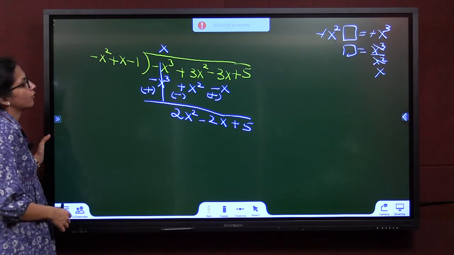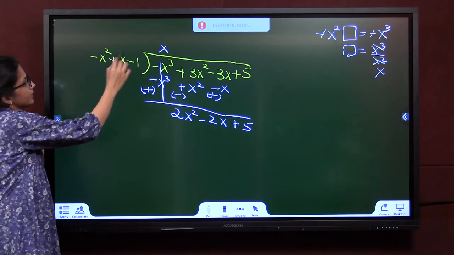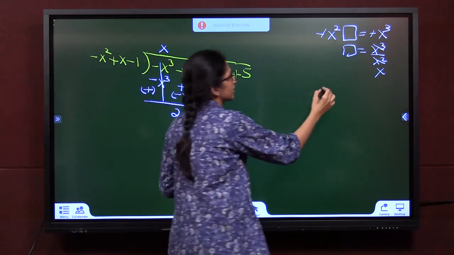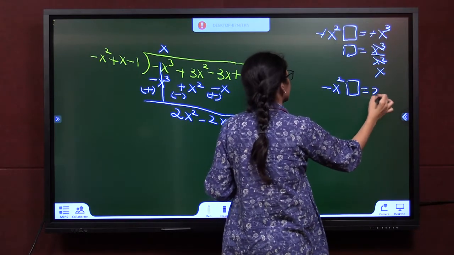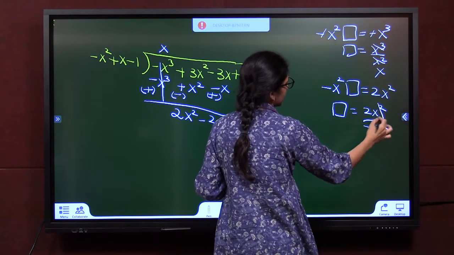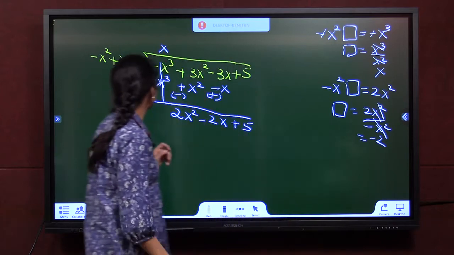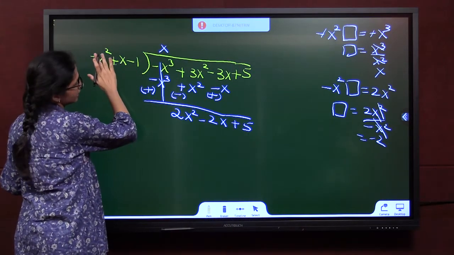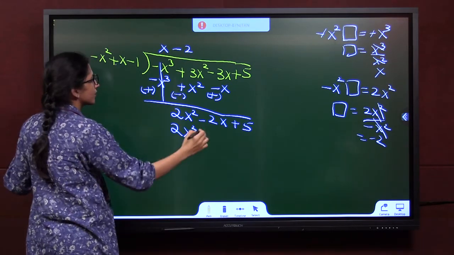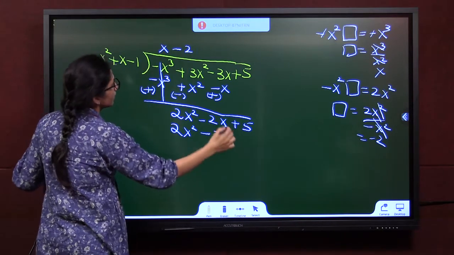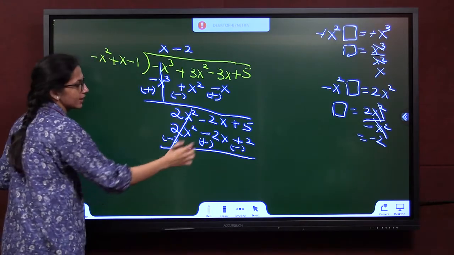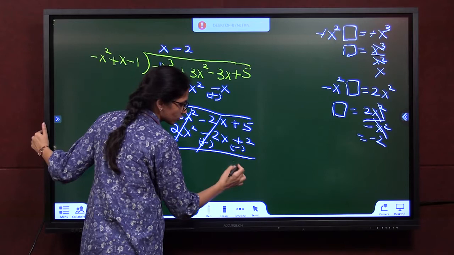Now what do we do next? Minus x square into what will give 2x square? This is what? 2x square by minus x square. Cancels, cancels, minus 2. So minus x square into minus 2 will give plus 2x square. Plus x into minus 2, minus 2x. Minus 1 into minus 2, plus 2. Change the signs. Cancels, cancels, cancels, cancels. 5 minus 2, 3.